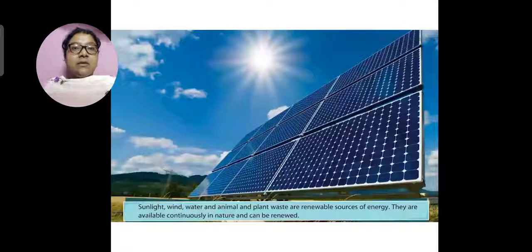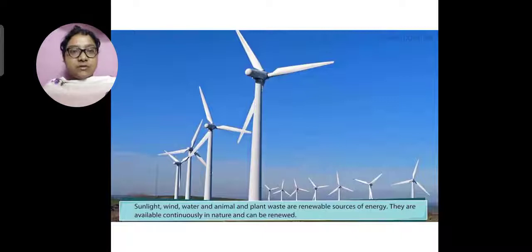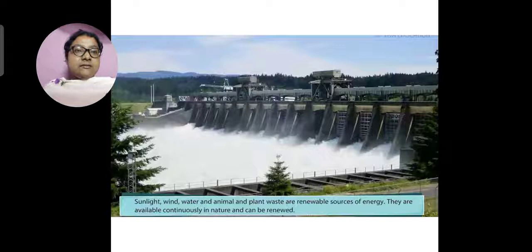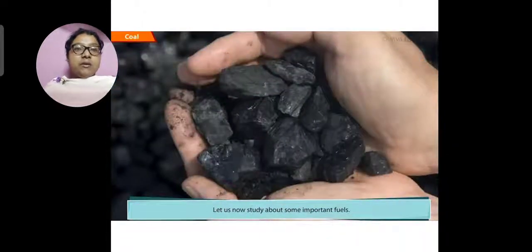Okay, so we can produce energy from these again and again when it is finished. That's why we can renew this energy over time, so it is called renewable sources of energy. Now you can see this is the wind energy picture, and this is the water energy we can produce here. Tidal energy and hydroelectricity we can produce by using water. All of these are called renewable sources of energy.